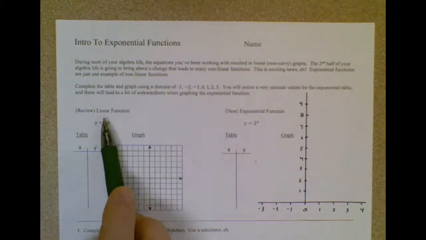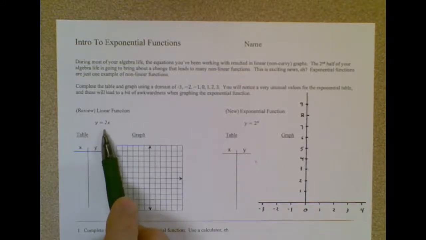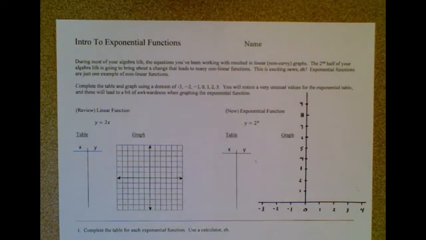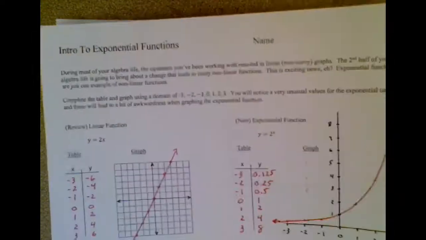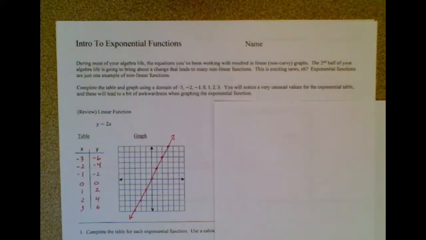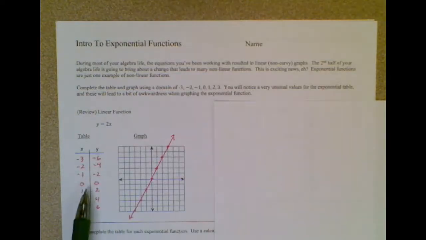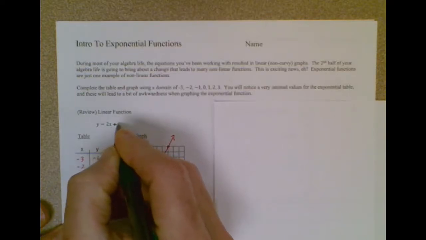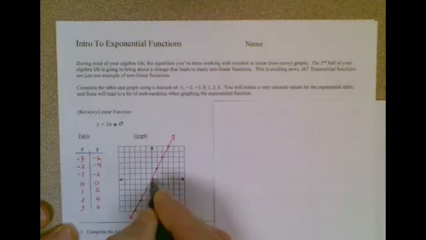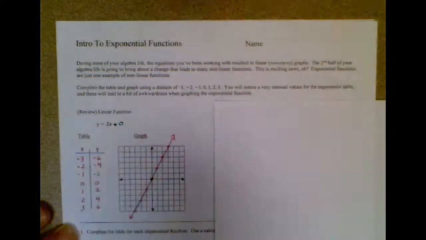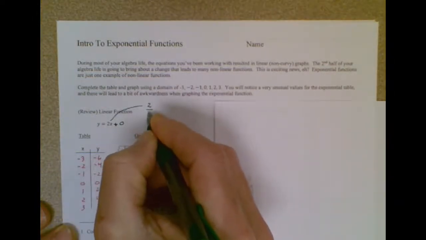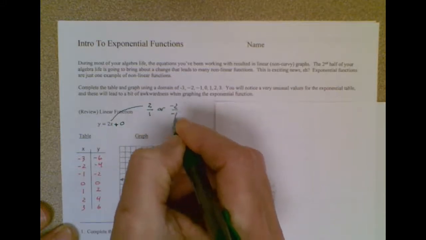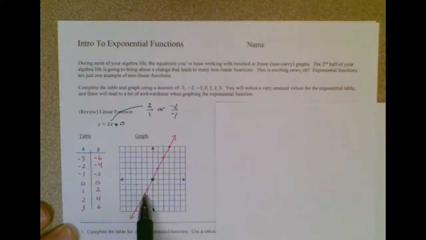Okay, as I mentioned at the beginning, this right here is a review linear function, and if I were to go ahead and complete a t-table and complete a graph like that, it would look like this. So there's really nothing new to see here. You didn't really have to fill out the table to get this done, because you could have known that this was actually a plus 0, meaning my y-intercept was 0, and that the slope was 2, which you could view as 2 over 1 or negative 2 over negative 1, and you could start counting your slope and you'd have your graph.